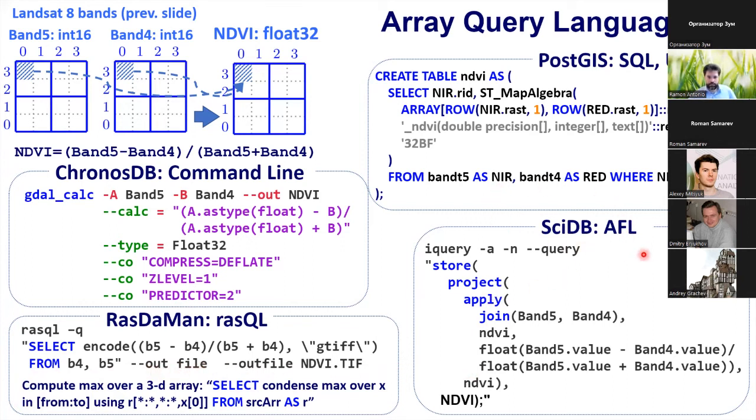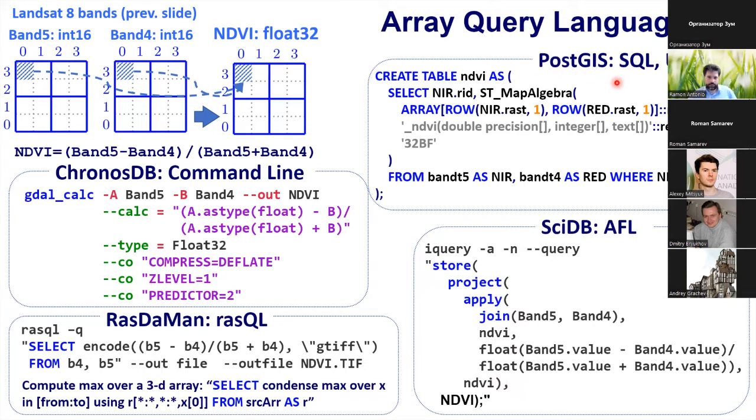So SciDB is equipped with an array functional language, and this language has a set of operators in the functional style. Nesting is used to feed the output of an operator to another operator. So this forms, as you can see, long chains. Here, apply takes an array produced by join, and store, here at the top, materializes the resulting attribute extracted by project, actually NDVI.